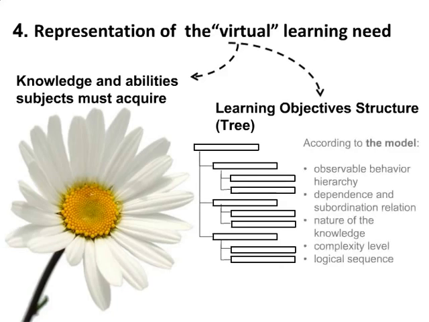According to Mager's learning objective definition, the structure must include the observable behavior hierarchy, the dependence and subordination relation, the nature of the knowledge required to carry out the expected activities, the complexity level of the abilities to functionally elaborate the information, and the logical sequence of the behaviors.